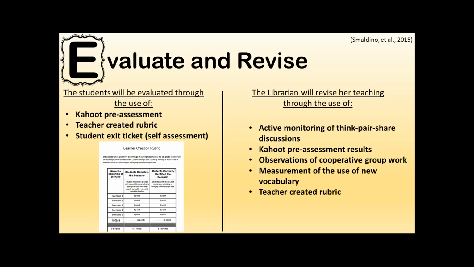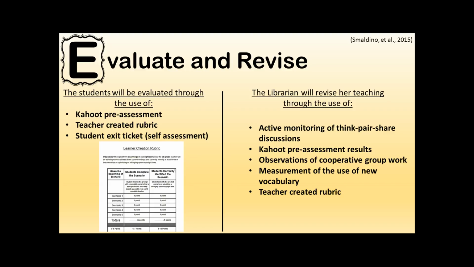The last letter in the ASSURE model is the E, which stands for Evaluate and Revise. The students will be evaluated through the use of the Kahoot pre-assessment. Also, the teacher-created rubric will serve as a way to evaluate the student's ability to meet the objective. We have posted the visual of the rubric used. It is a simple evaluation method that will guide the students in creating a final product.